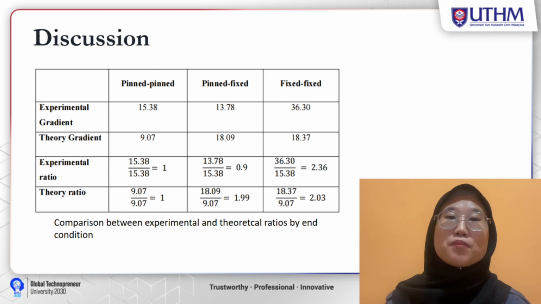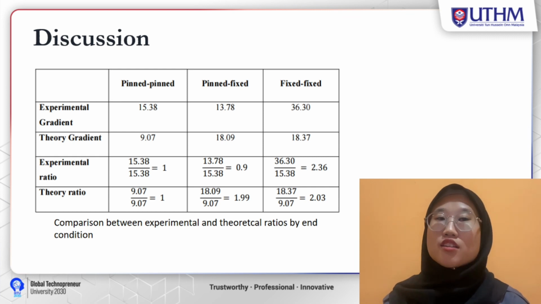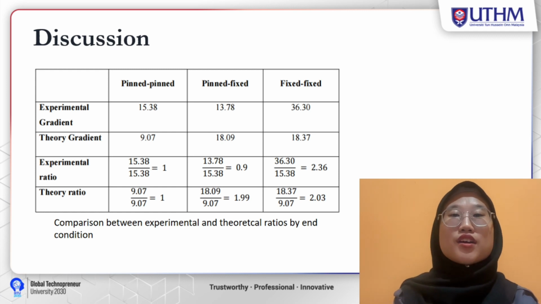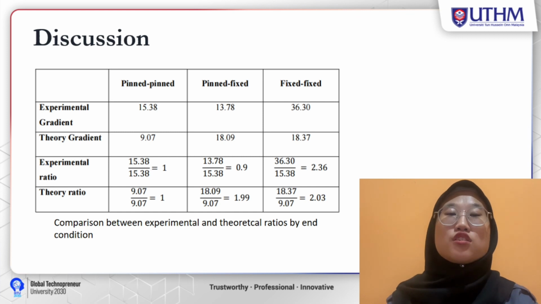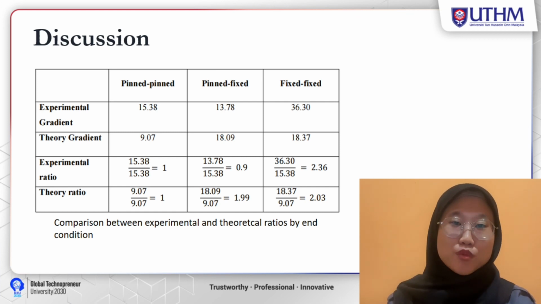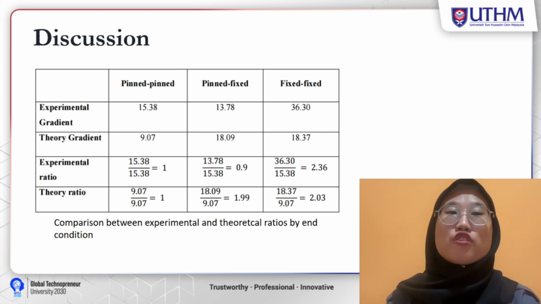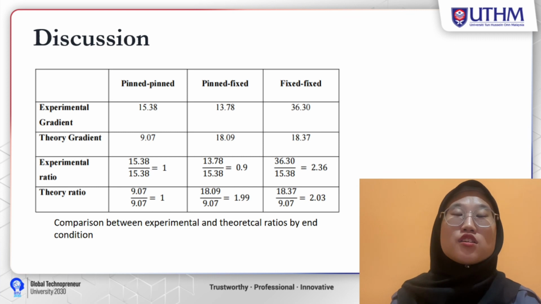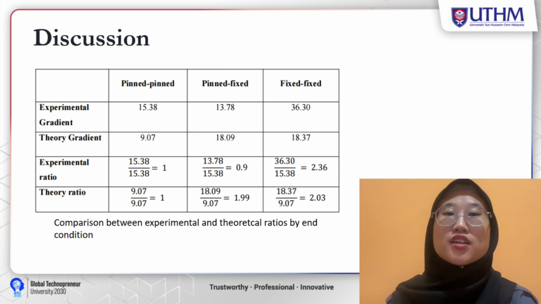So for the pin graph, the gradient for buckling load experiment is 15.38, and for the theory is 9.07. So for the pin fixed graph, the gradient for experiment is 13.78, and for the theoretical is 18.09. While for the fixed graph, the experiment gradient is 36.30, while for the theoretical is 18.37.